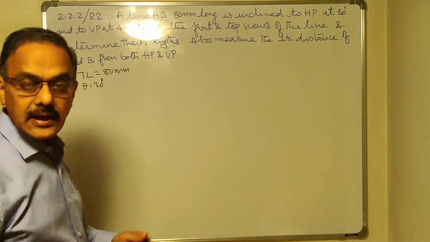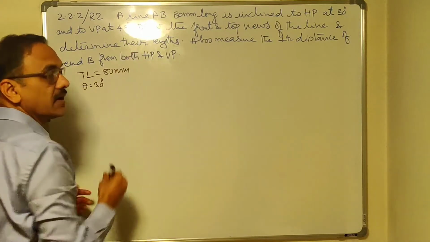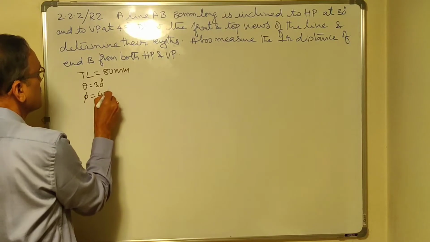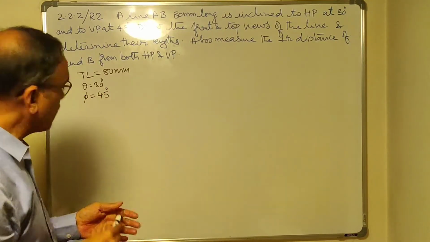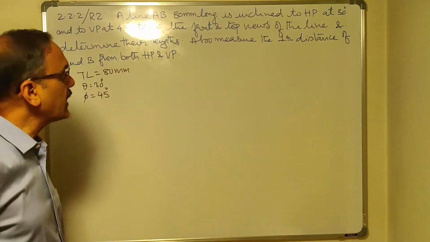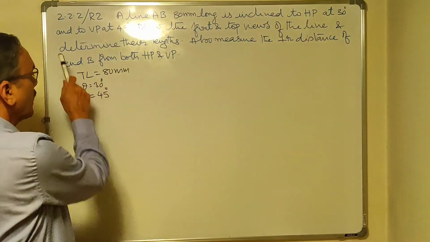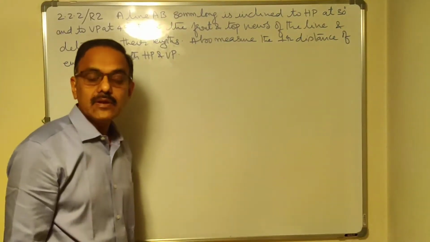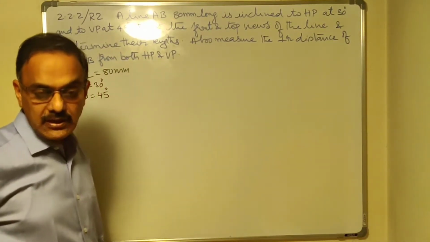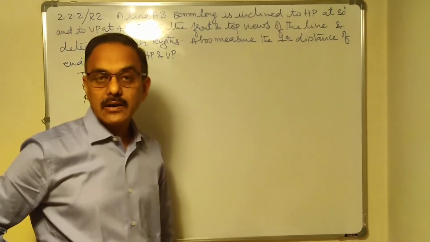In other words, the line is inclined at 30 degrees to HP, and also it is inclined at 45 degrees to VP. So phi is equal to 45 degrees. So you are given the true length and the true inclinations of the line with HP and VP, theta and phi. You are asked to draw the top and front views of the line and determine their lengths. That means you have to find the apparent lengths once again here.